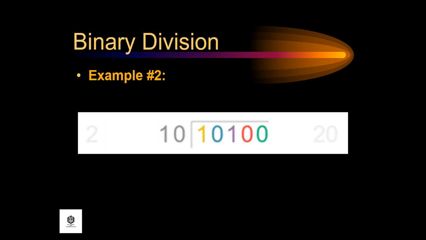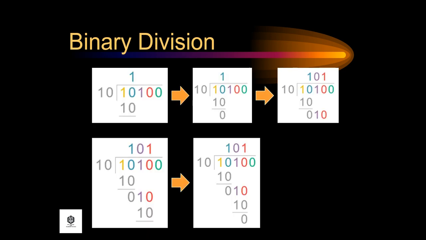Let's try example number 2. The given number is 10100, or 20 in decimal, divided by 10, or 2 in decimal. The solutions will be 10 divided by 10 is equal to 1. 1 times 10 is equal to 10. Then 10 minus 10 is equal to 0.